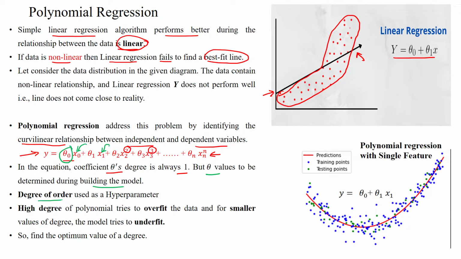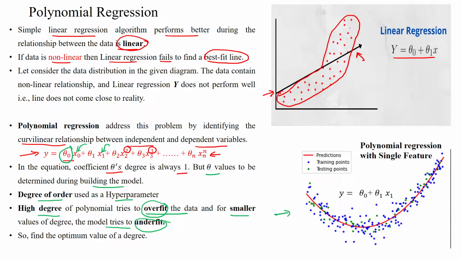The degree of the order is used as a hyperparameter for developing the model. A high degree of polynomial tries to overfit the given data set. At the same time, a smaller degree will try to underfit the given data set. So we have to perform the trade-off between underfit and overfit, between bias and variance.